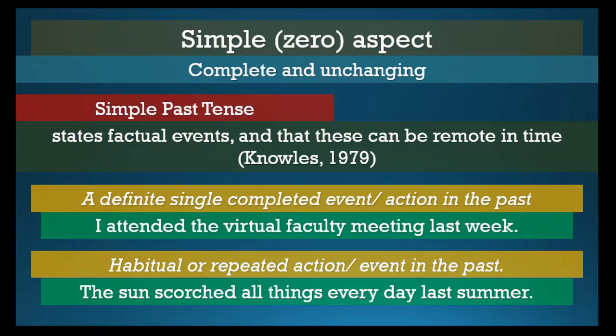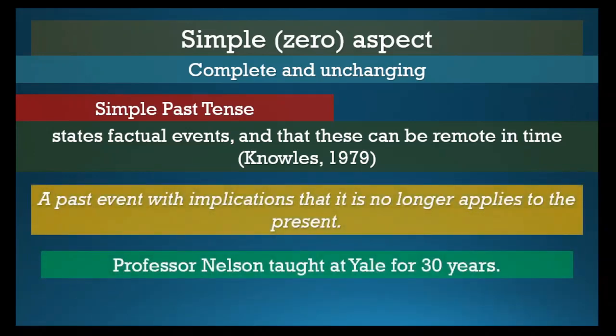Now, if simple present is used to tell habitual action at present, the simple past tense is used to tell something of a habitual action or event done in the past. In the second example, you have the adverb of time every day until another adverbial of time was attached, which is last summer. The simple past is also used in a past event with implications that are no longer applicable to the present. An example is this: Professor Nelson taught at Yale for 30 years. So here, Professor Nelson taught there for 30 years, but is no longer affiliated at Yale, thus making this action complete and remote in the past.